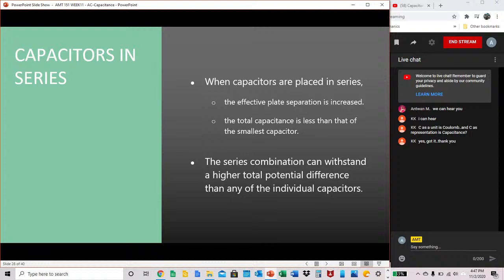These things are simple. They're just basic laws that apply to all circuits, but you have to know what circuit you're working with. You have to know what material you're working with, and you have to keep it all straight. So it's very easy to get it confused. The series combination can withstand a higher total potential difference than any of the individual capacitors.